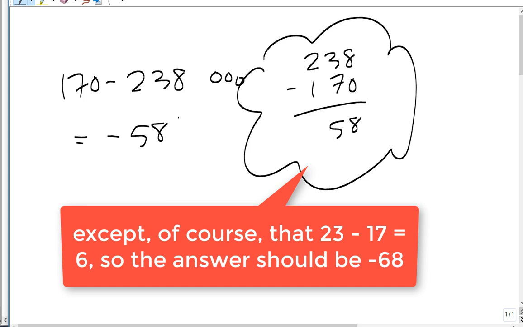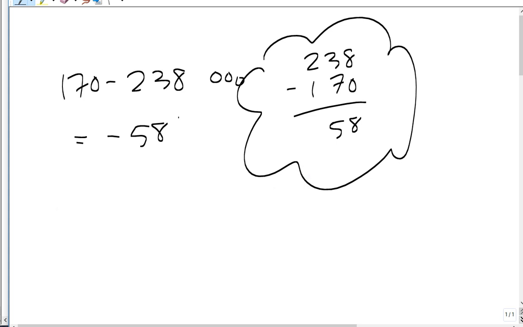And this is how I'm always going to do it. I always subtract with the bigger number on top and the smaller down below, and I just have to be aware of whether the answer I'm looking for is going to be positive or negative, and I just give it the right sign.